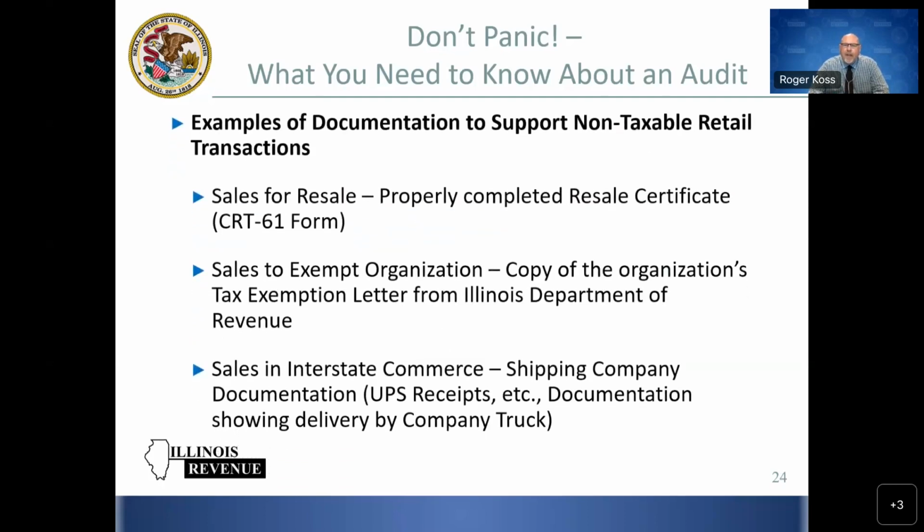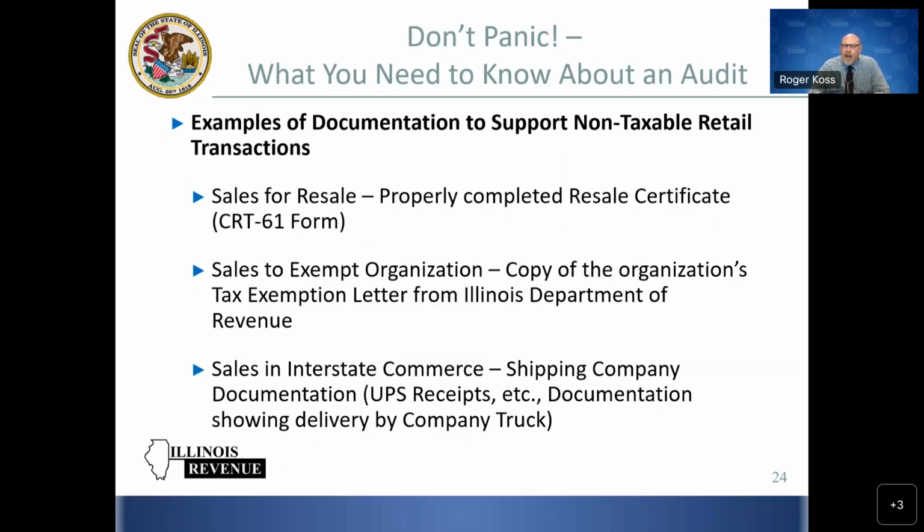Examples of documentation to support non-taxable transactions. If you are claiming a sale for resale, the taxpayer must have a properly completed resale certificate on file from the purchaser. There are 5 parts of this resale certificate that must be completed. If it's a sale to an exempt organization, you need to have a copy of the organization's tax exemption letter from the Illinois Department of Revenue, and also the invoice must be paid by funds from the organization.